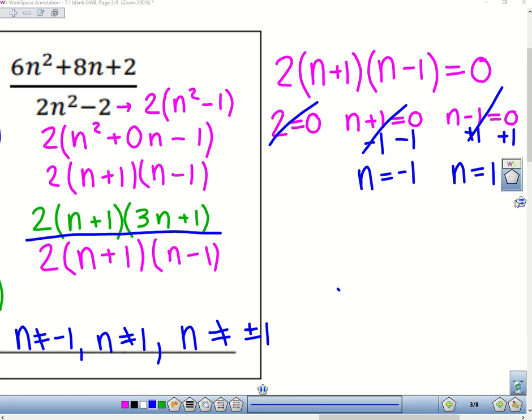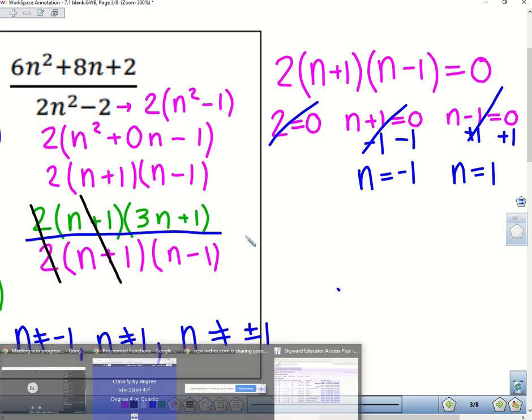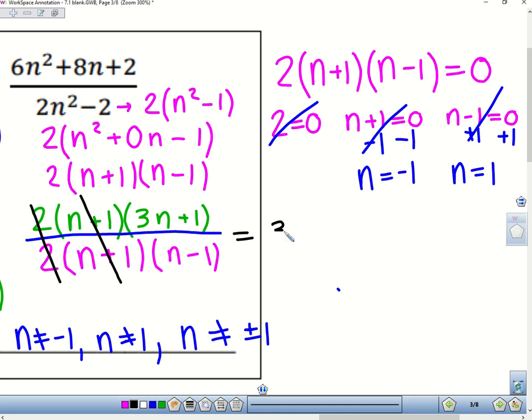So now that we've done all that, we found our restrictions. Now we're ready to see if we can cancel anything out. So what do you guys think? Can we cancel anything out here? Good. The n plus 1 and the 2's can cancel, which ultimately leave us with 3n plus 1 over n minus 1, and this would be our simplified form.